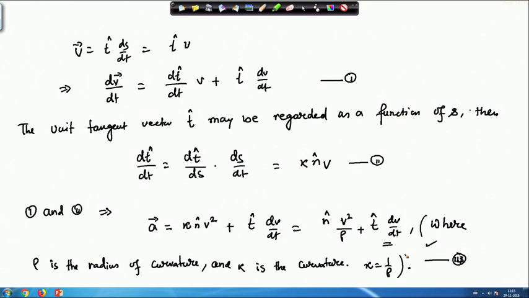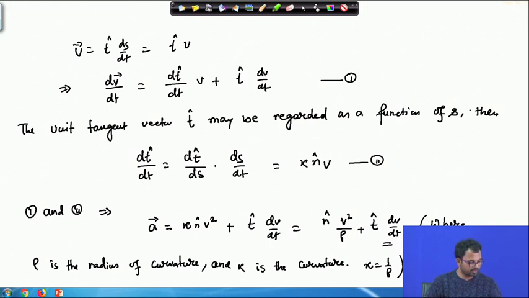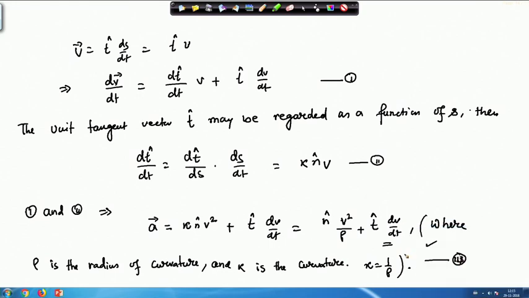So, we will stop here today, and in the next class we will derive several other relations keeping vector calculus in mind and mechanics in mind, and we will see how vector calculus is widely used in mechanics, and we will also try to work out a few examples if time permits.